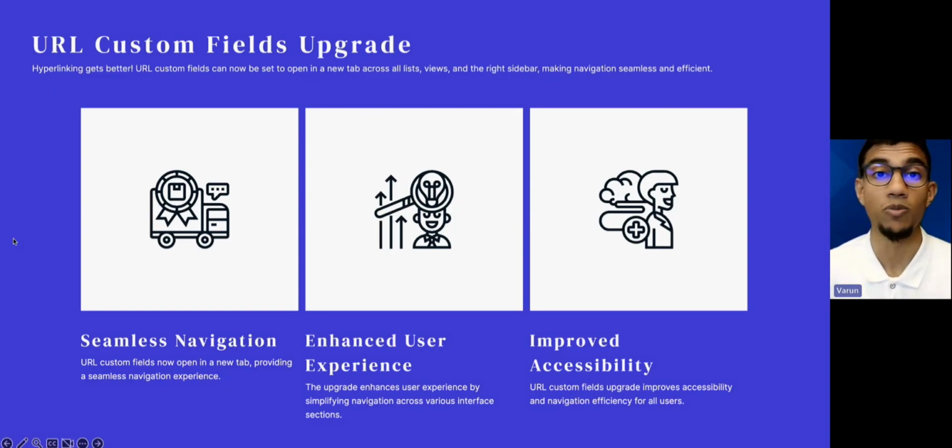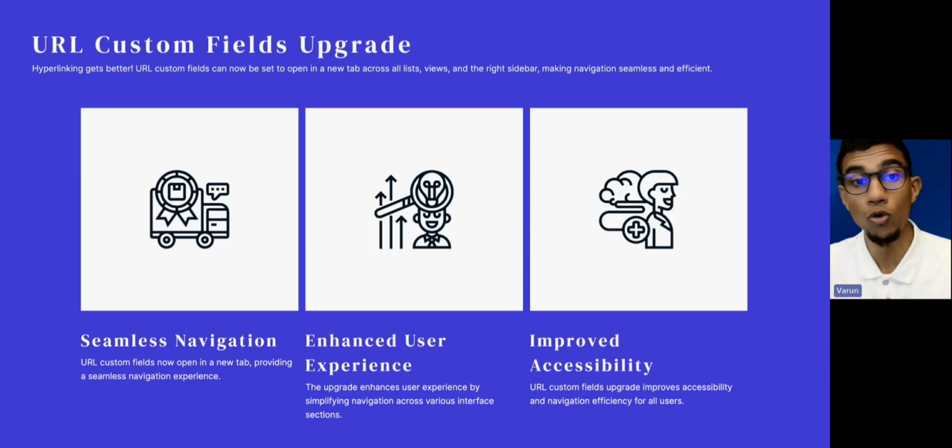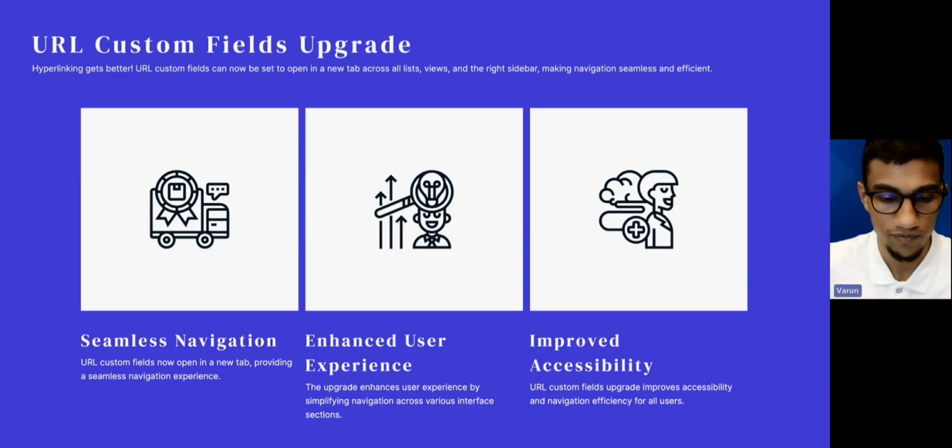Next, URL custom fields upgrade. So everybody, I'm sure that you're all aware that we can create custom fields having the field type as URL. You will be able to provide links there. But right now we have made a small tweak to that. Hyperlinking gets better. URL custom fields can now be set to open in a new tab across all the lists, views, and RSP, the right sidebar. So how can we do that? Let's see.